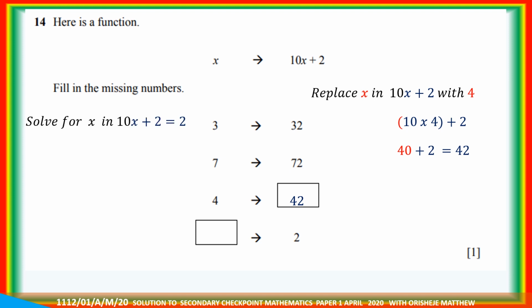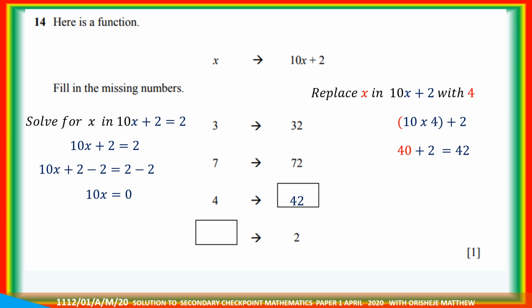So it's going to be, solve the equation 10s plus 2 equals 2. To do that, since we have 2 on both sides, you subtract 2 from both sides. So that will be 10s plus 2 minus 2, that is 0. Then 2 take away 2 will give me 0. So you have 10s equals 0.